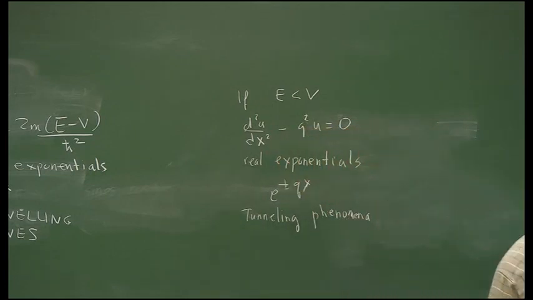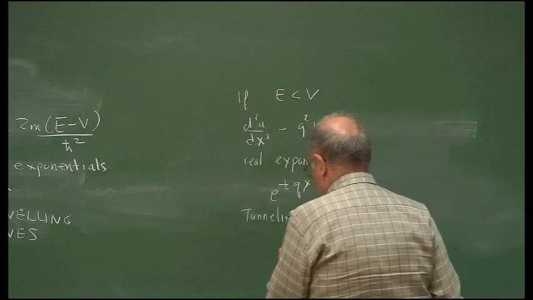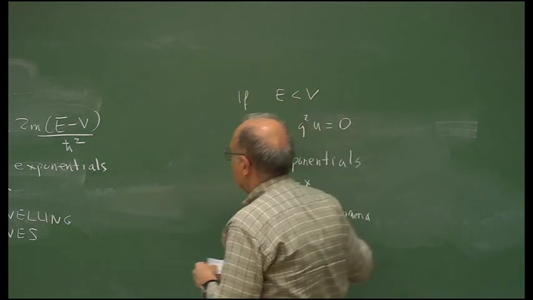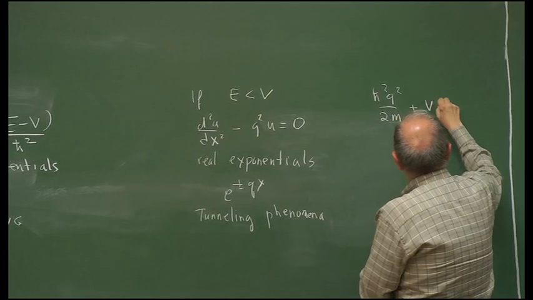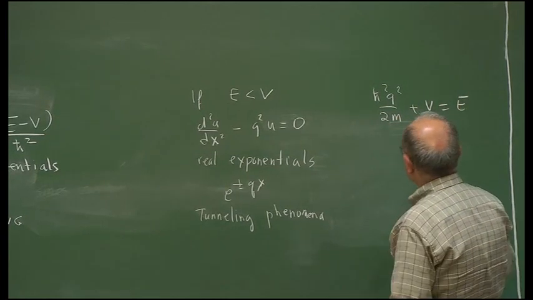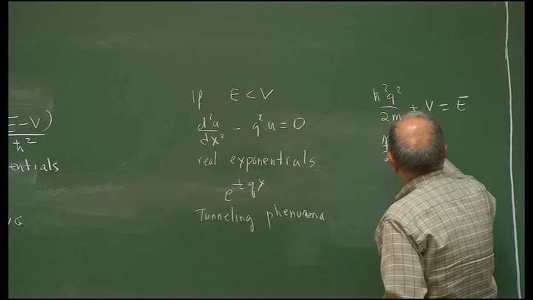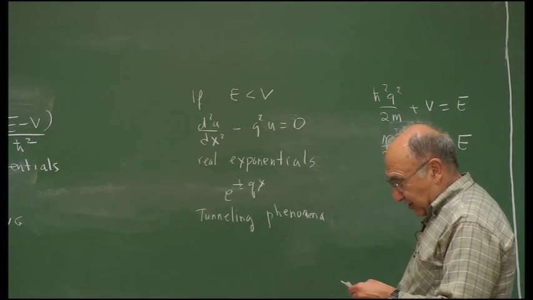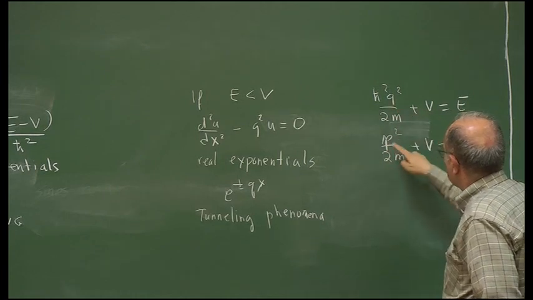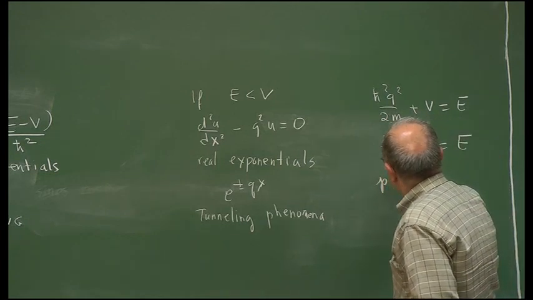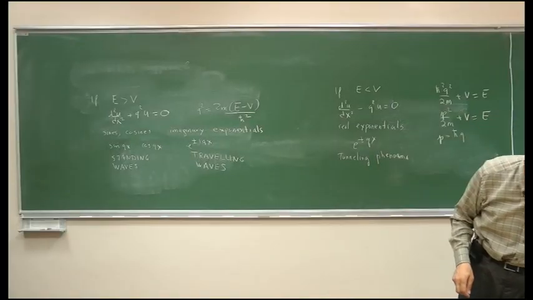There is another point we should also stress. If we write the equation in this form and compare this to the classical Hamiltonian, we see that essentially this quantity here is the Hamiltonian, where p is h bar times q. All right.